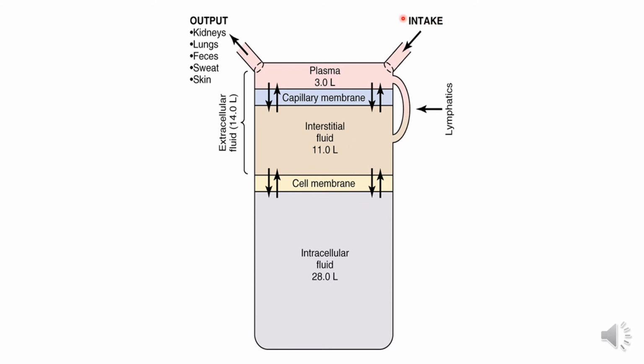And as you can see, there is continuous movement of water between the compartments. You can see here the intake of water first will go to the plasma, and then it will be distributed to the interstitial fluid and going to the intracellular fluid. And the output of water from our body through different means: kidneys, through the urine, through lungs, water vapor in our breath. Some water is lost from the gastrointestinal tract in feces. Some water is lost through sweating, and some water is lost through the skin through diffusion.